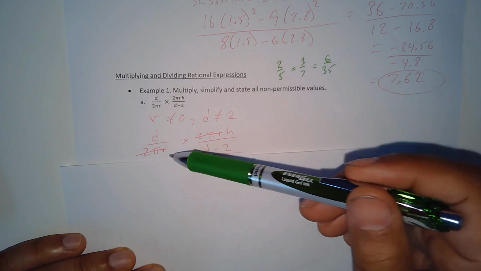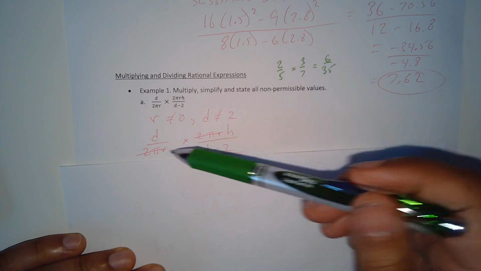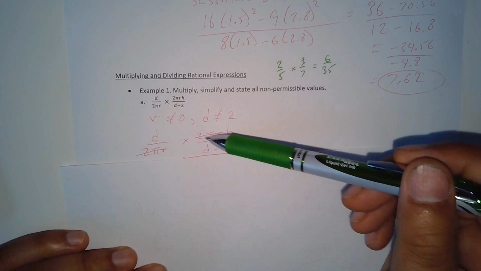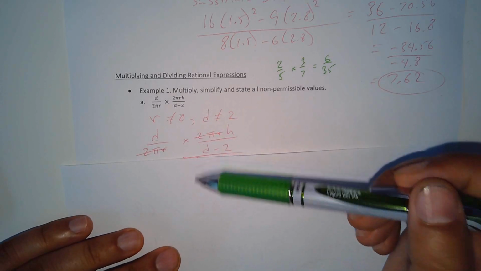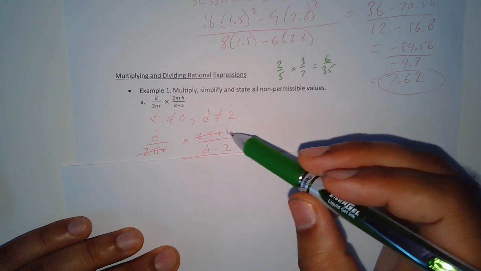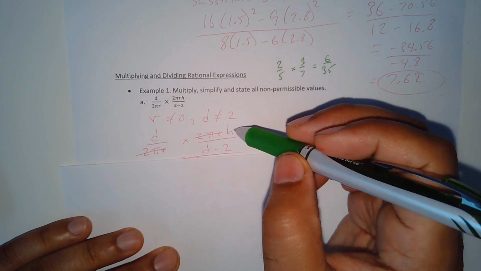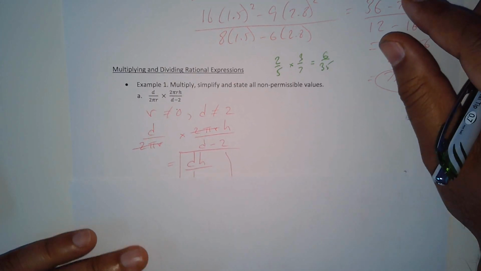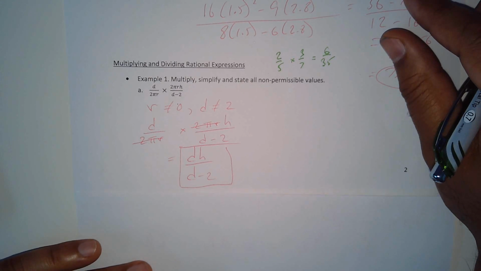So even before I multiplied out, just by noticing they're the same, I can cancel out. It's always easier if you cancel out first, then there's less left over to multiply. So those two are gone. The d stays, the h stays, and the d minus 2 stays. So you get dh over d minus 2.